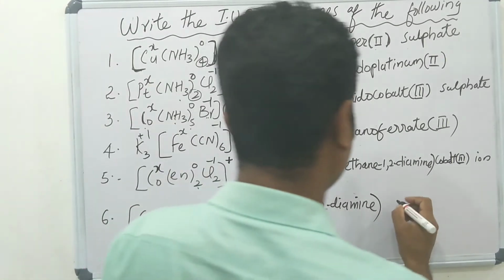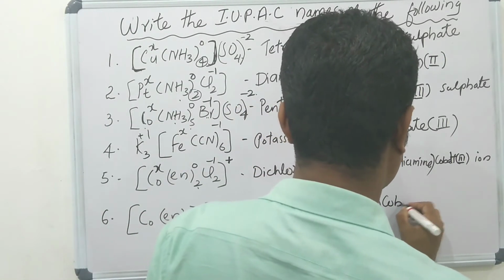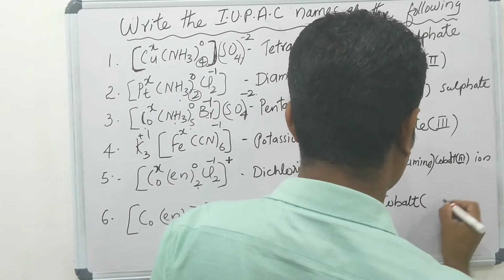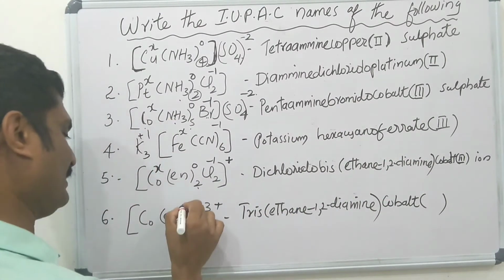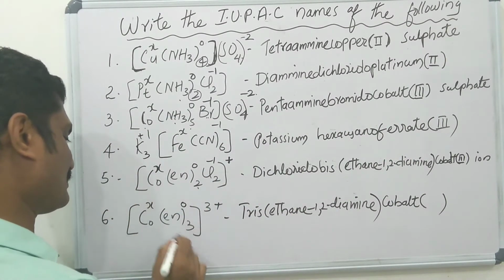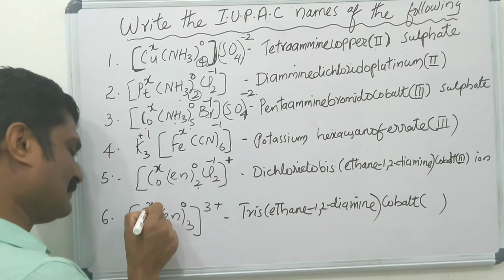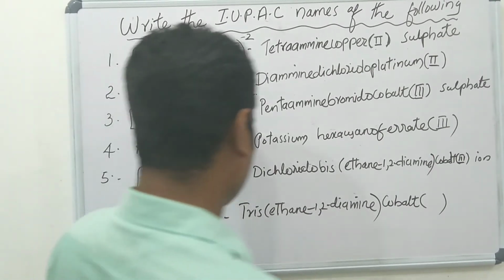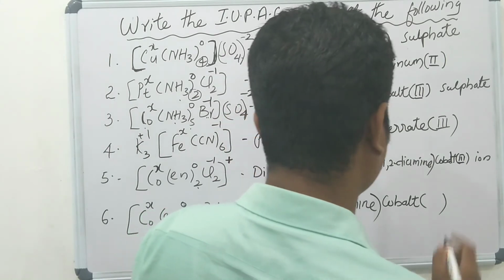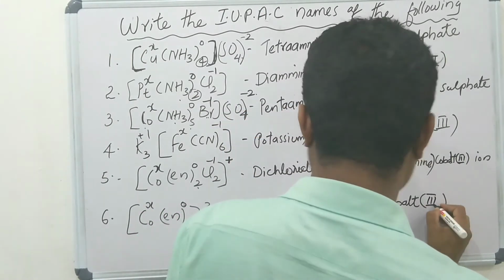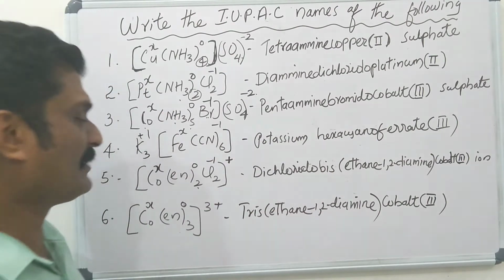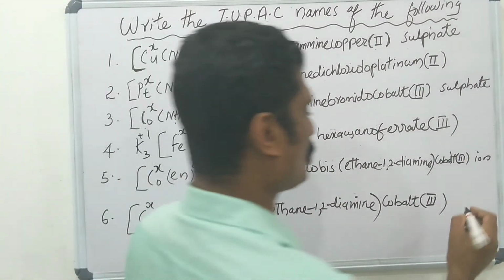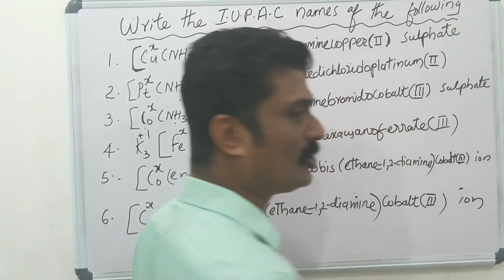Then cobalt. The oxidation number of cobalt: en is 0, so cobalt X plus 0 equals plus 3, and the value of X equals 3. Tris(ethane-1,2-diamine)cobalt(III). It is a complex ion, so tris(ethane-1,2-diamine)cobalt(III) ion.